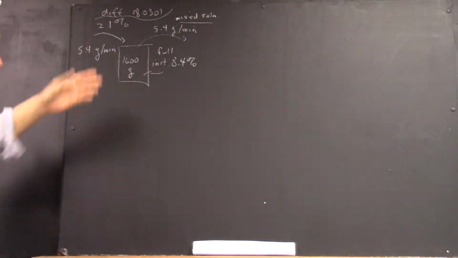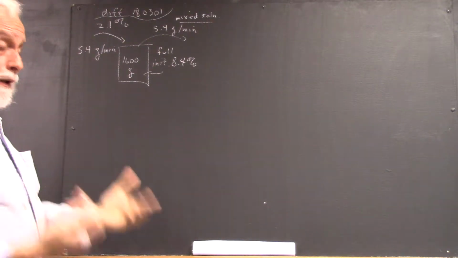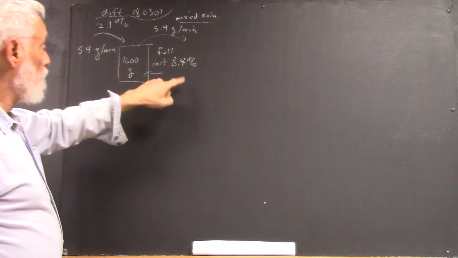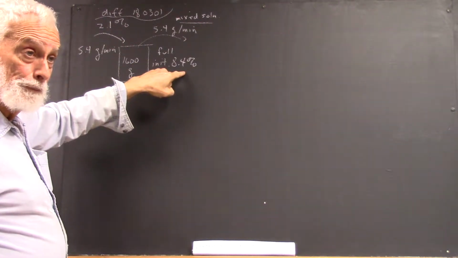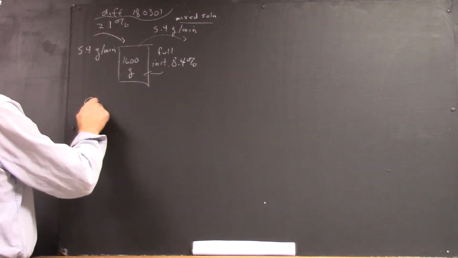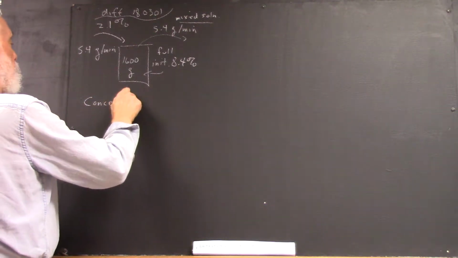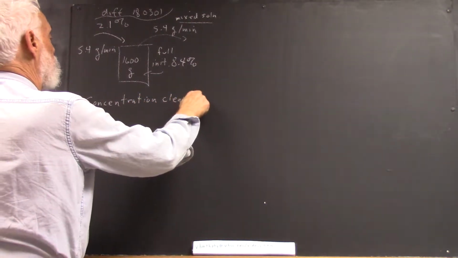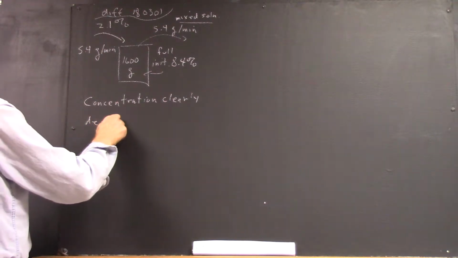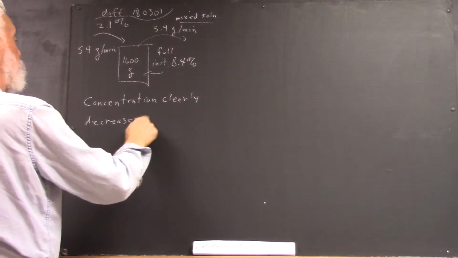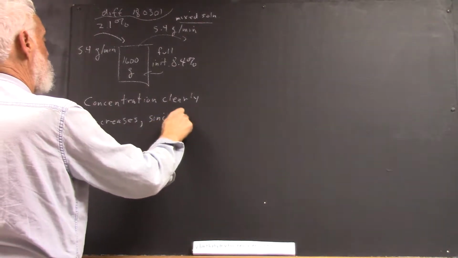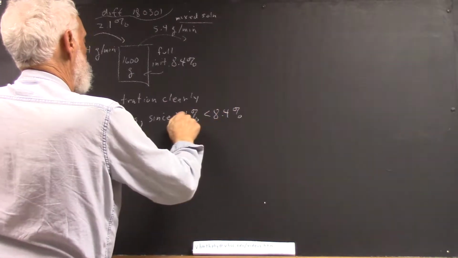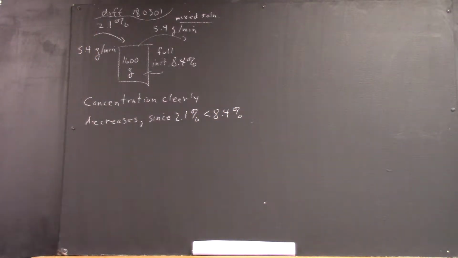But we have to understand that the concentration of the solution is going to decrease, because you're putting 2.1% solution in and you start with an 8.4% solution, right? Right. So the concentration clearly decreases, since 2.1% is less than 8.4%.